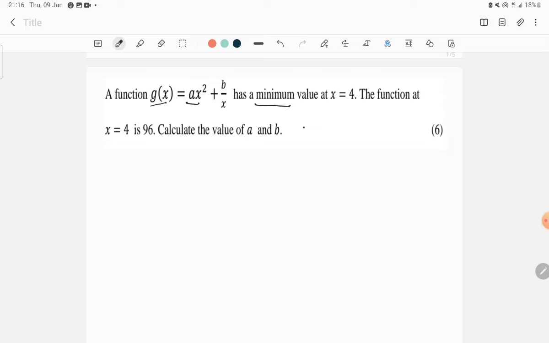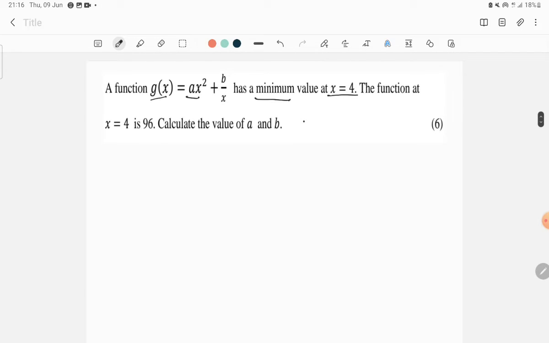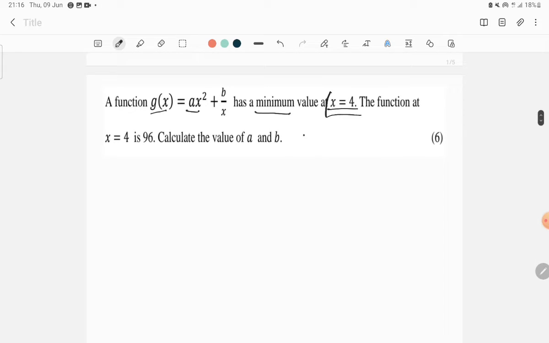Now you will remember that at the minimum, which is at the turning point, we know that the gradient is equal to 0. So we can just apply that information first, that at x is equal to 4, the gradient of this function is equal to 0, because x is equal to 4 is at the minimum, which means this is the x coordinate of the turning point.